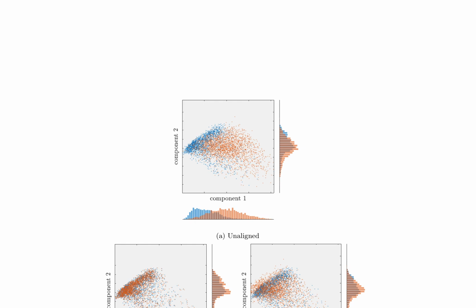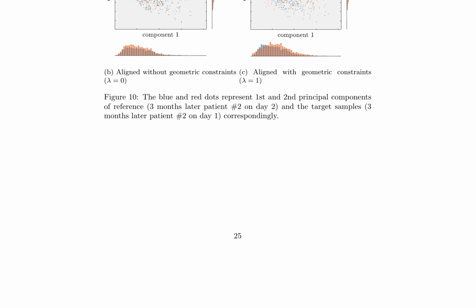The figure depicts the first and second principal components of reference and target samples, represented by blue and red dots, respectively. These samples were collected from patient 2 on day 2, reference, and day 1, target, 3 months later. The alignment process seeks a transformation that aligns these components while preserving geometric constraints, enhancing dataset comparability. The use of geometric constraints significantly improves alignment quality, as seen in the third scenario. This is particularly important in fields like bioinformatics, where spatial relationships between samples hold significant biological meaning.